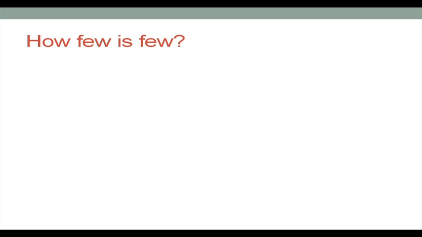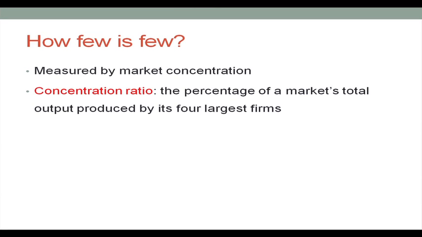So, before we move on, we have defined oligopolistic market as having few firms. Now, the question is, how few is few? Is it 3 firms, 4 firms, 6 firms, 10 firms? So, how few is measured by how much is produced by the top few firms in the industry. A typical measure is the concentration ratio, which is the percentage of a market's total output produced by its 4 largest firms.